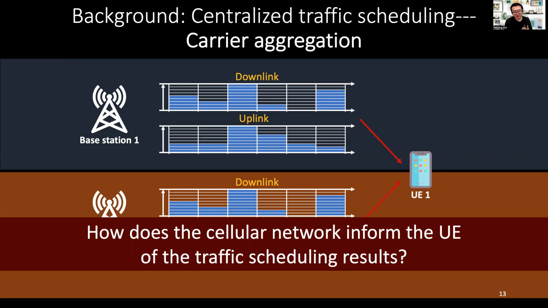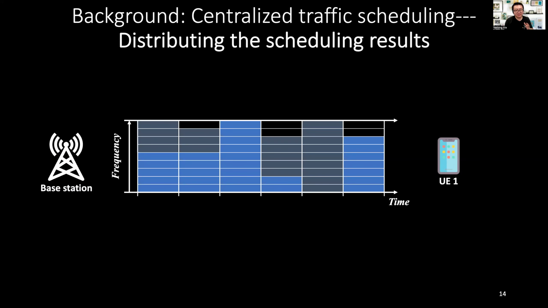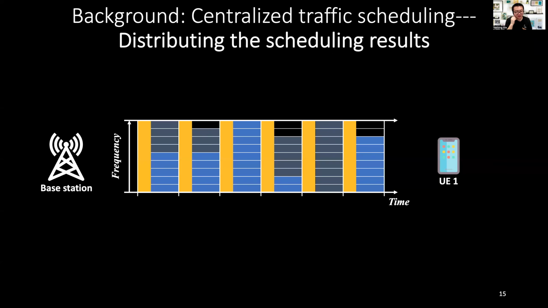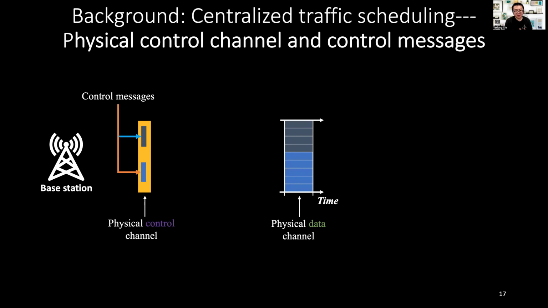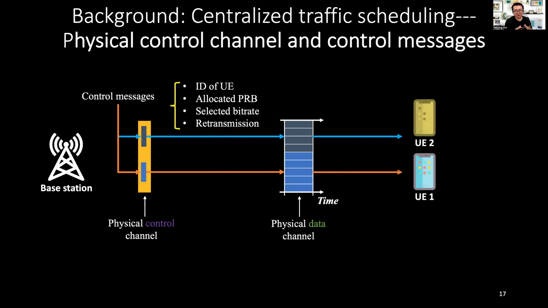But how does the base station tell the user about the scheduling result? Actually, the cellular network has a dedicated design for this. Inside each subframe, the cellular network divides it into the control channel and the data channel. The data channel is used to deliver user data, and the control channel is used to deliver control messages. And inside the control message, we have all the scheduling results. So the UE has to decode the control channel before it can decode the data channel.